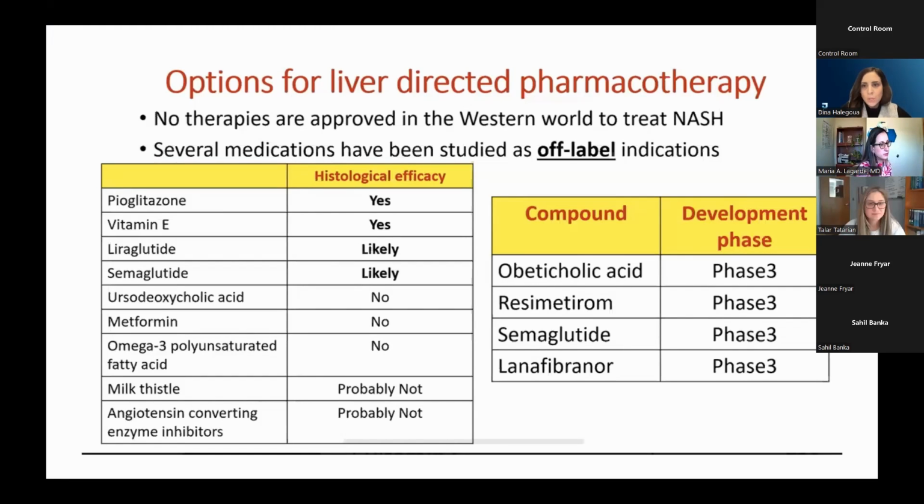So just to reiterate again, there are no FDA approved medicines, which is why we're going to talk a little bit about clinical trials. But as our speaker spoke about, in specific situations and in discussion with you and your doctors, we do have some off-label medications that we can consider. The newer kids on the block being semaglutide, or Ozempic, as you may have heard it, which also does have a weight loss effect. Some medications, though, to be careful, not everything works.